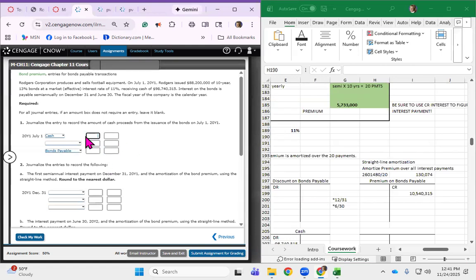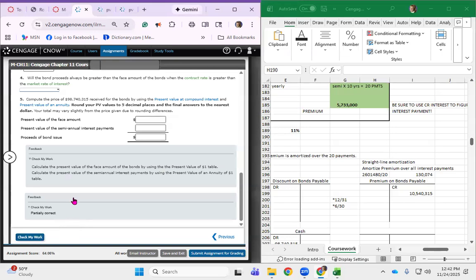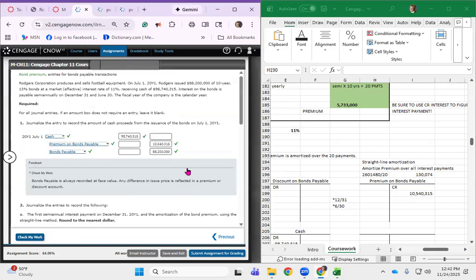All right, so one more time, 98,740,315. The face goes in the bond payable, 88,200,000. Okay, and then the difference is the premium. The premium that was paid on top of the face. Okay, mine is 10,540,315. Okay, so give it a try, see if it works.